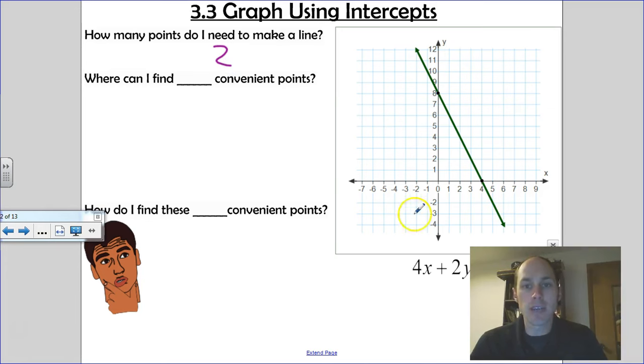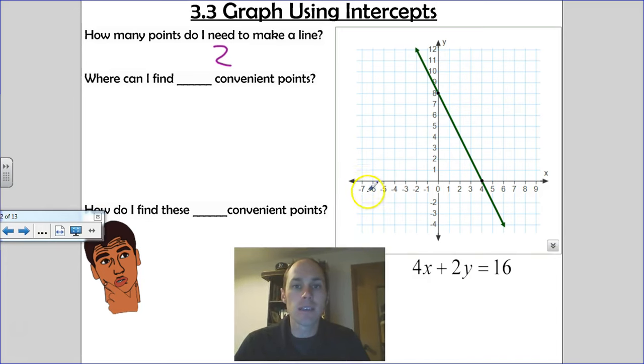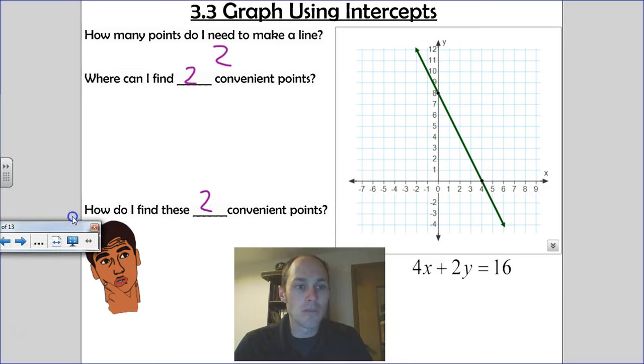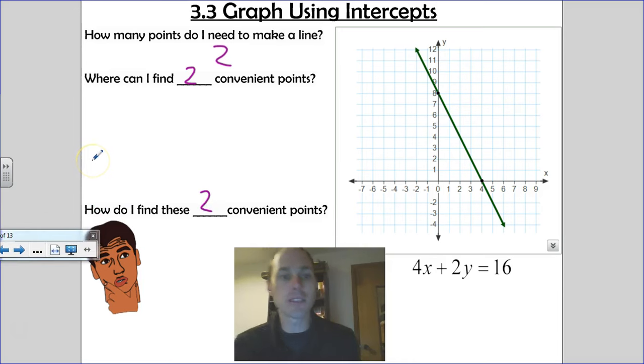When we've been making our tables, we've had 5 or 3. Sometimes when you make the table, it makes sense to have more than 2 points, even though only 2 are needed for a line, because if your table is incorrect, if you messed up on one of the values, you'll find out that if you don't have a line, you messed up somewhere. So typically when you make a table, you choose more than that. But if we only need 2 points, how do we find those 2 convenient points?